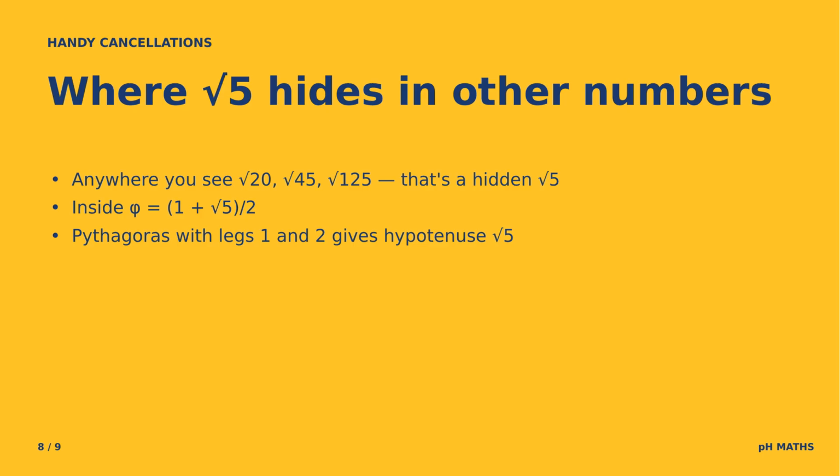Where root 5 hides: anywhere you see root 20, root 45, root 80, root 125, that's a hidden root 5. Inside phi, 1 plus root 5 over 2. And Pythagoras on a right triangle with legs 1 and 2 gives a hypotenuse of root 5. Spotting any of these cuts your working time in half.